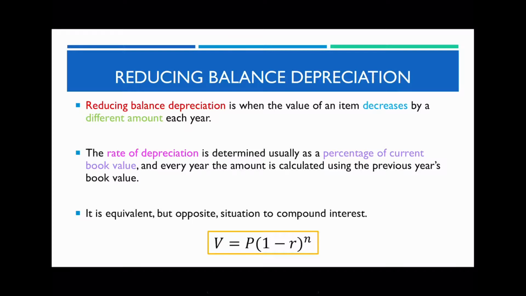And this is the formula down below that you could use to calculate the final reduced value of the actual item or product after n years. In this case, the letter n just represents the years. P still represents your principal or your purchase price, and R in this case represents your interest rate, but your interest rate in decimals, okay? So make sure you note this down.